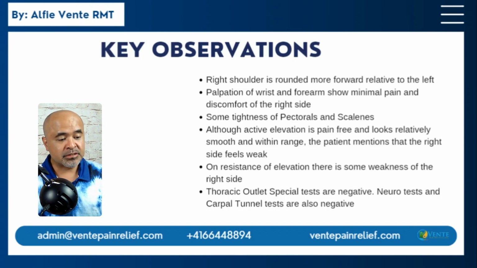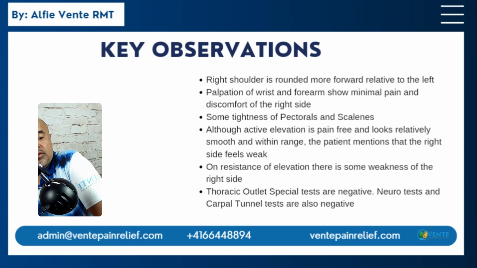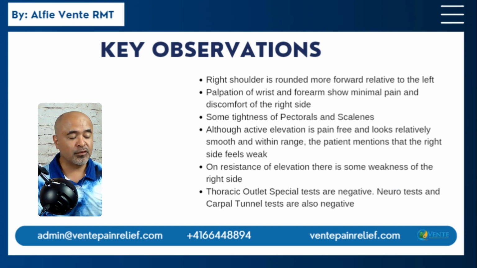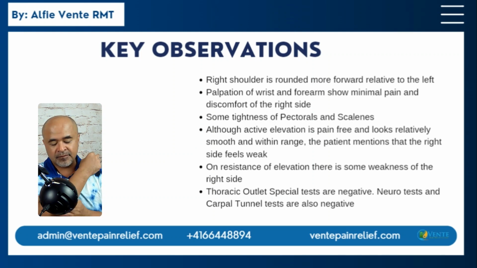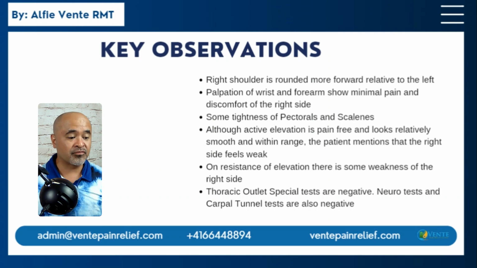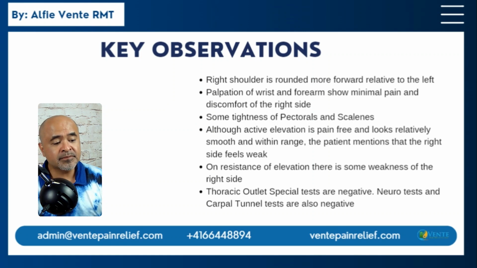The key observations include right shoulder is rounded more forward relative to the left. Palpation of wrist and forearm show minimal pain and discomfort of the right side. So when you're feeling around the wrist, the hand, and the forearm, there isn't really much in terms of actual pain elicited when you're palpating around the area. There is some tightness of pectorals and scalenes.